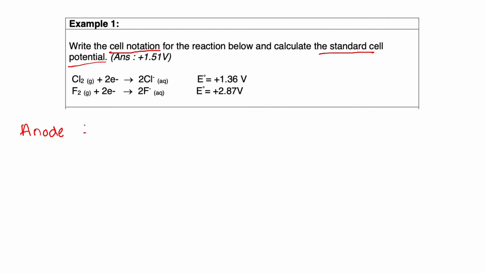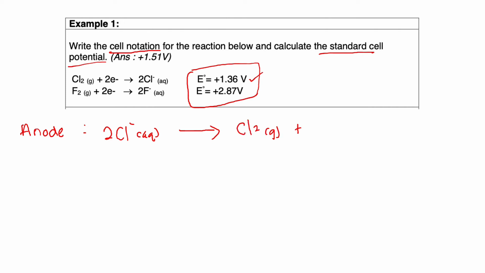So if you follow the tips that I give you before, anode should be smaller. Anode is adik, right? Adik mesti kecil. So if you look at these two SRP values, we can see that the smaller value will be chlorine. And therefore, chlorine will be anode and undergoes oxidation. So we are going to write 2Cl minus producing Cl2 gas plus 2e.